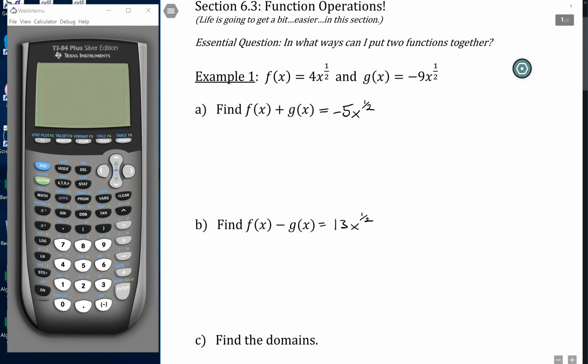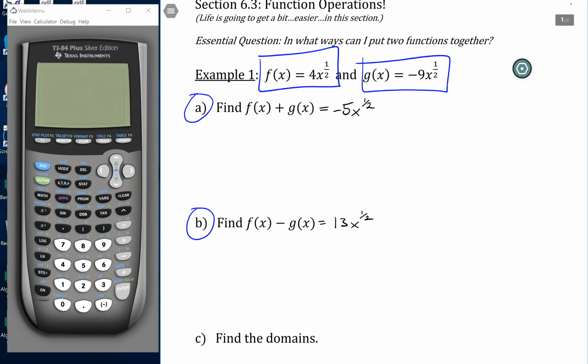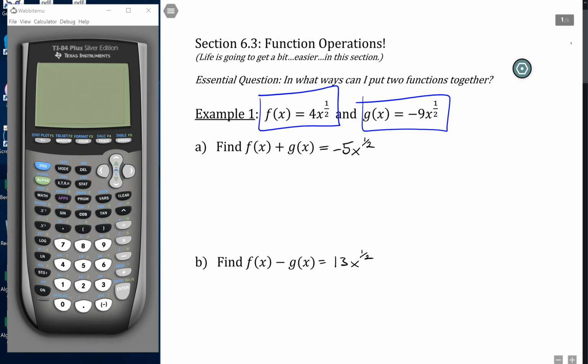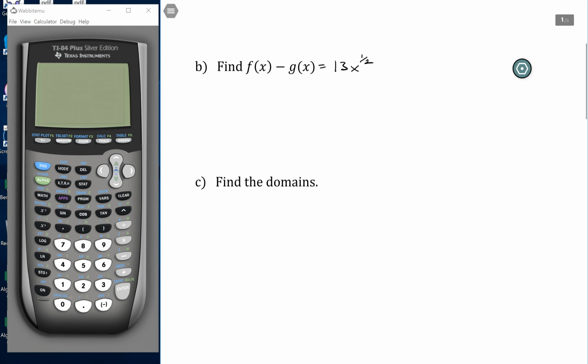We need to actually find the domains. So what we've already done is we've taken two functions, f of x and g of x, and we've combined them in different ways. In this case, in a we added those two functions, and in b we subtracted the two functions. However, today, I'm going to be looking at finding the domains. Now, finding the domains is tricky because it requires us to do a lot of thinking about what the functions are actually doing. First of all, we need to know the definition of domains.